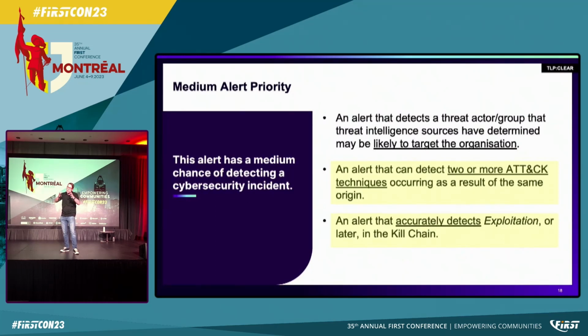We want to detect them before there and get them out of the environment before they hit that actions on objectives. So that's why I went, you know what, from exploitation onwards, that's bad. We need to prioritize that over essentially the other end of it. And then I also did things like where we have the ability to detect a threat actor or a group who are likely to target an organisation. And that might be lower level confidence on the intel that we might have for particular indicators.